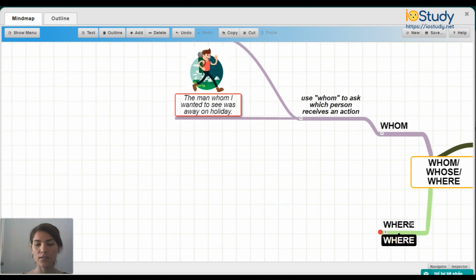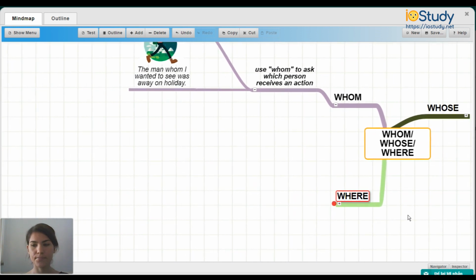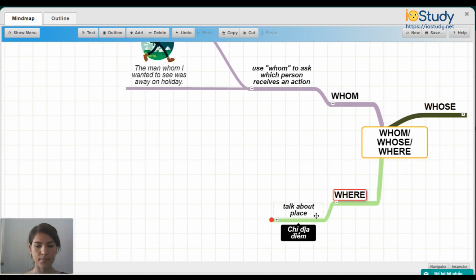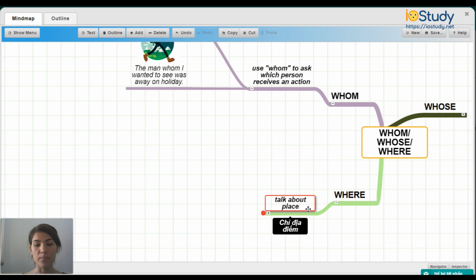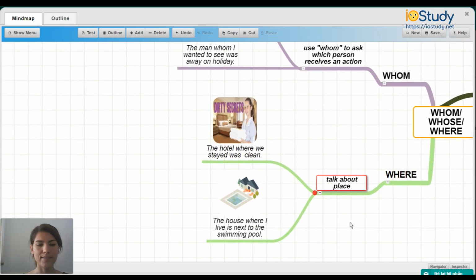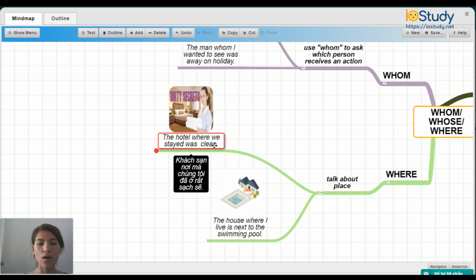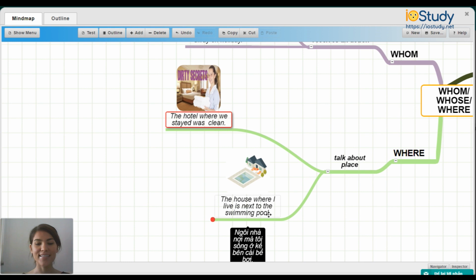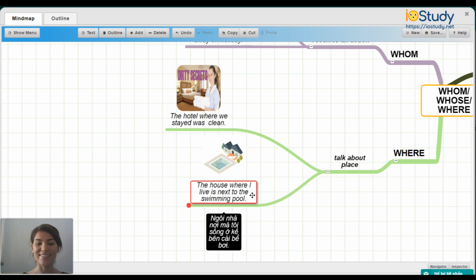Now let's talk about where and when to use where. We use where to talk about a place. So for example, the hotel where we stayed was clean, and the house where I live is next to the swimming pool.